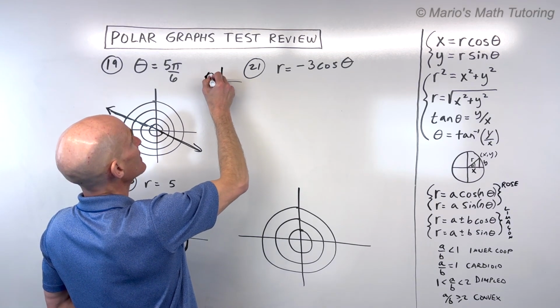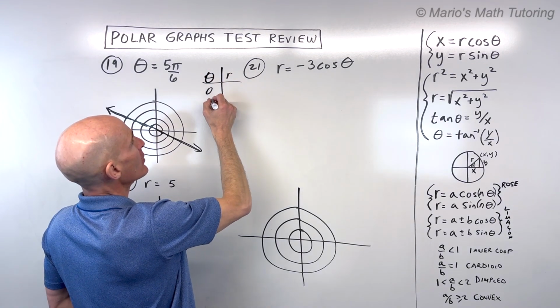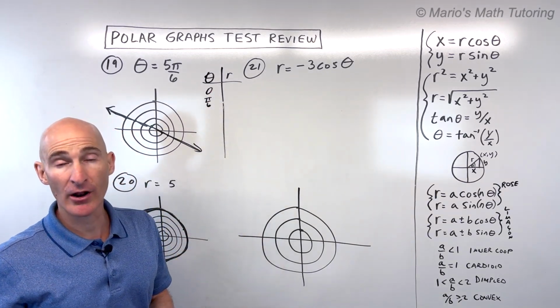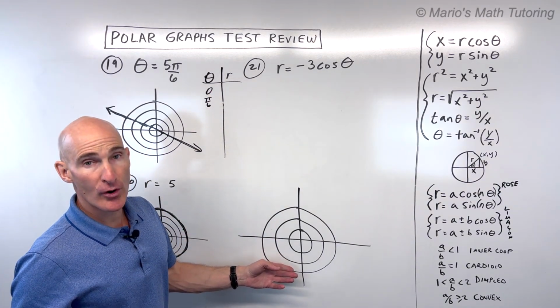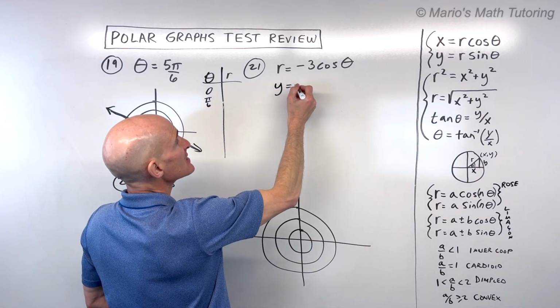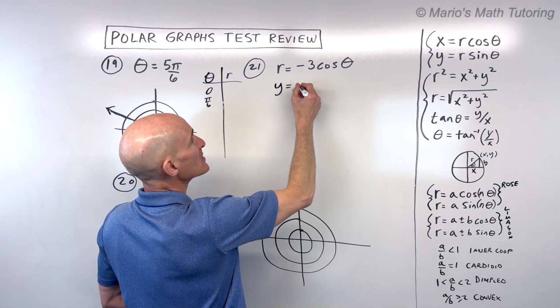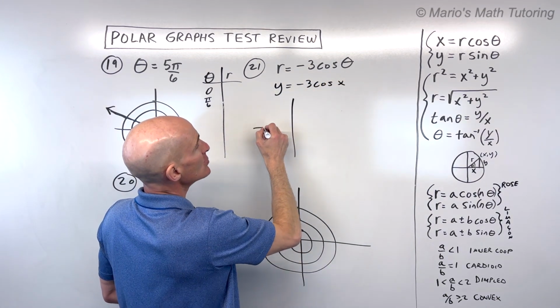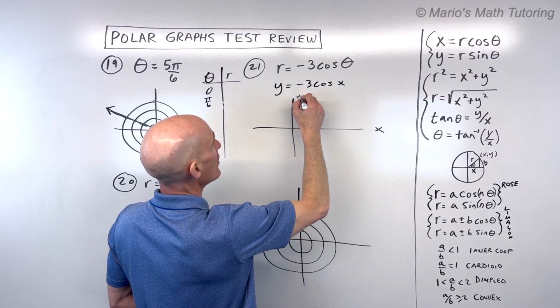You could say if theta is 0, what's my r value? If it's pi over 6, what's my r value? And you can plot all these points on your polar graph. Another technique that you might employ is to think about this as a rectangular equation such as y equals negative 3 cosine of x. So what I would do is I'd say here's x and here's y.